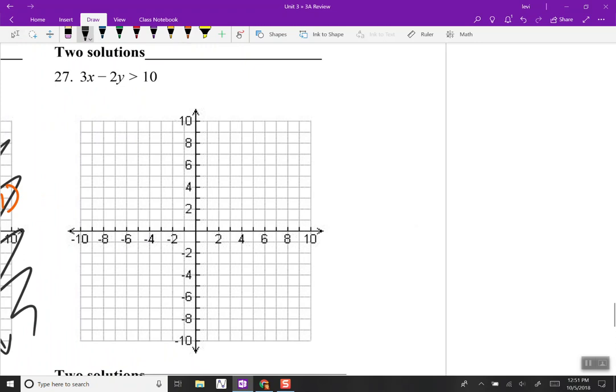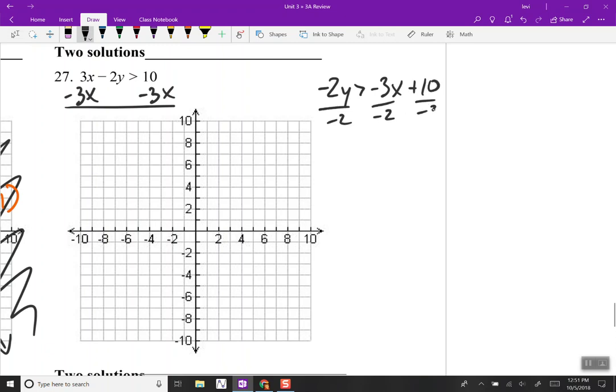Here, let's solve this for y. So we'll subtract 3x from both sides. I'm going to rewrite it over here. Negative 2y is greater than negative 3x plus 10. And then we'll divide by negative 2. When we divide by a negative, we need to remember to reverse the inequality symbol. So we got 3/2 x minus 5.